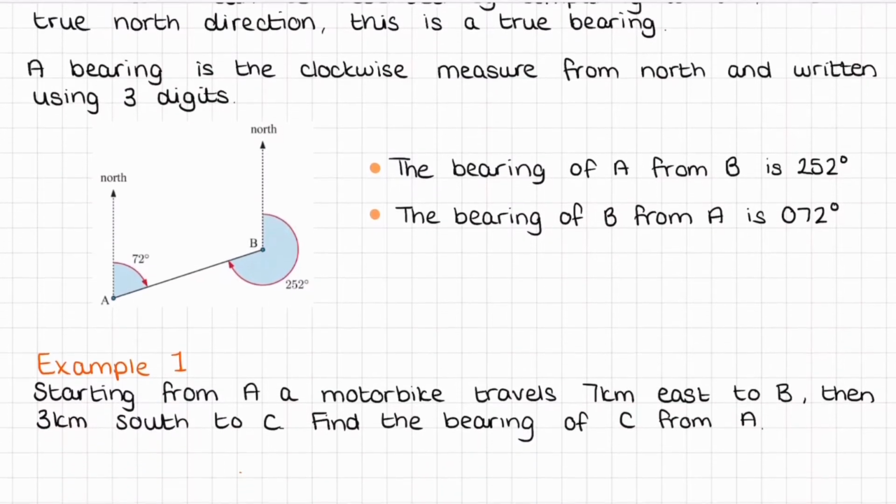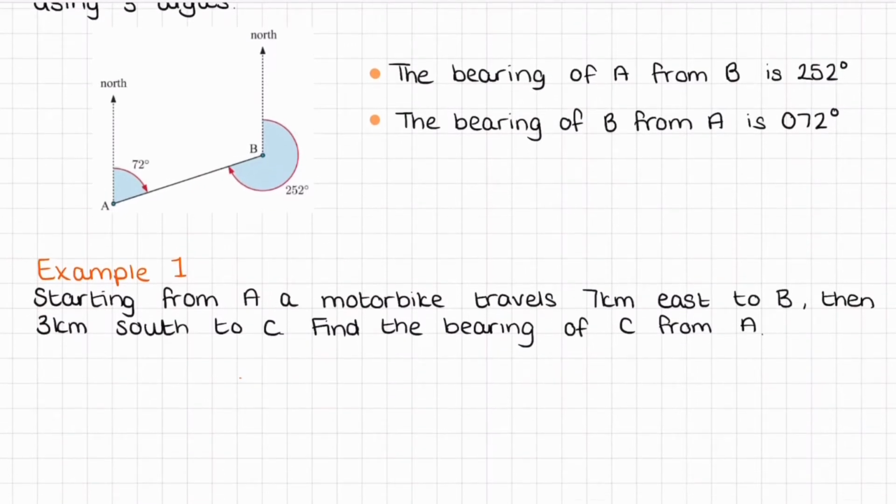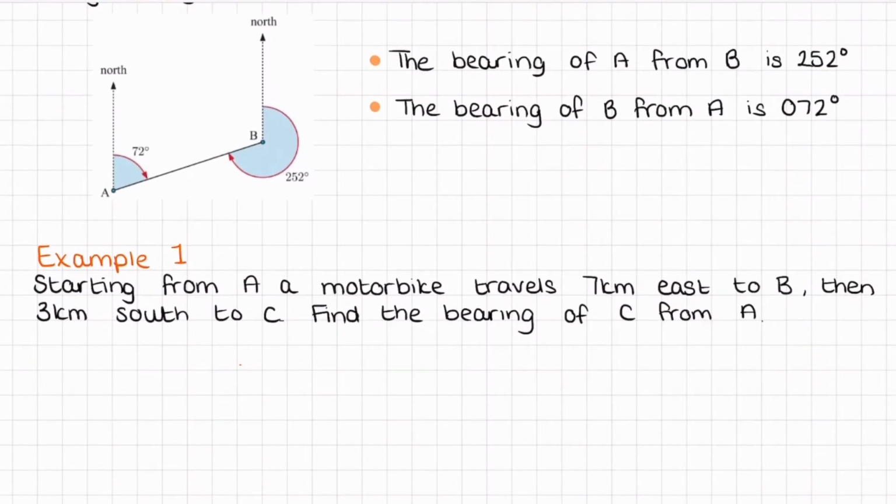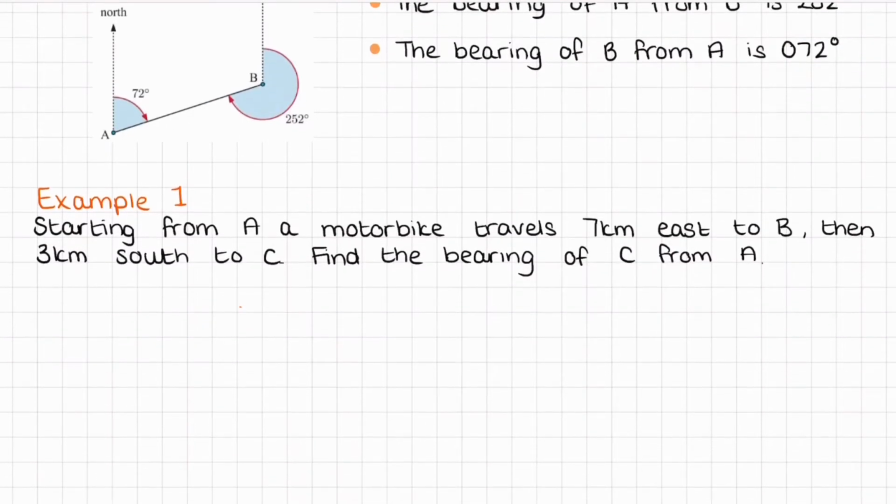So the first one, we've got starting from A, a motorbike travels 7 kilometers east to B, then 3 kilometers south to C. Find the bearing of C from A. So we need to draw a diagram. Just like we do with problem solving, we have to draw diagrams for these situations. So we're going to start at A. So we're going to need to draw a point that is A. So I'm going to say A is here.